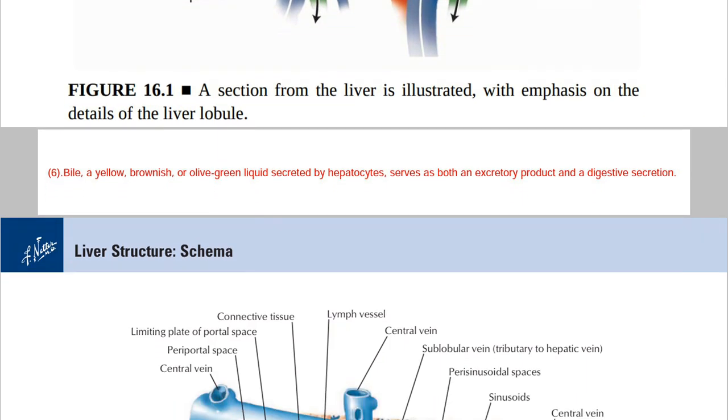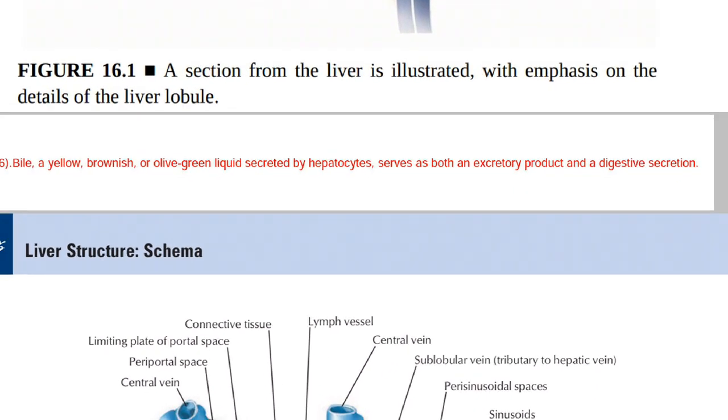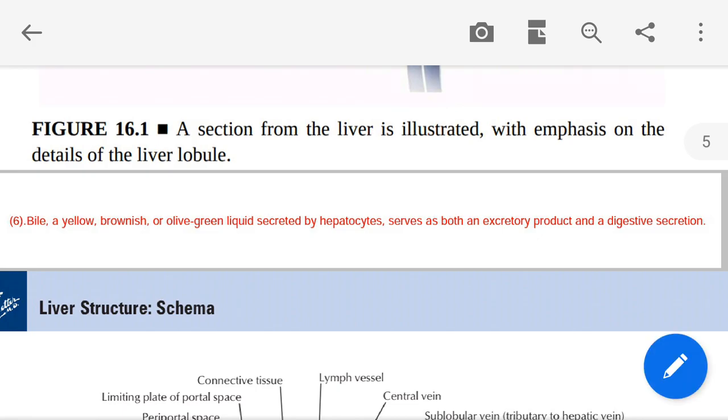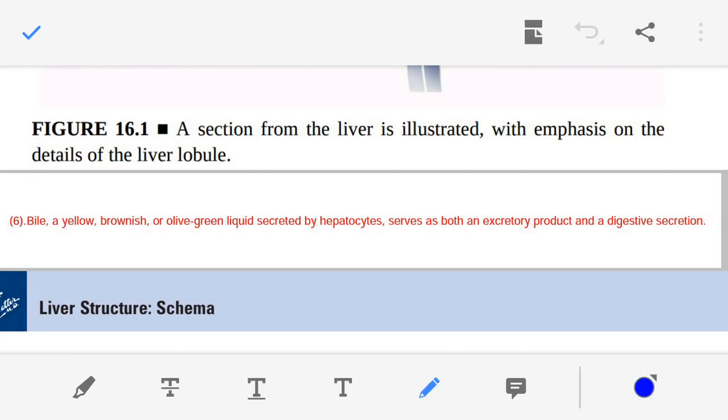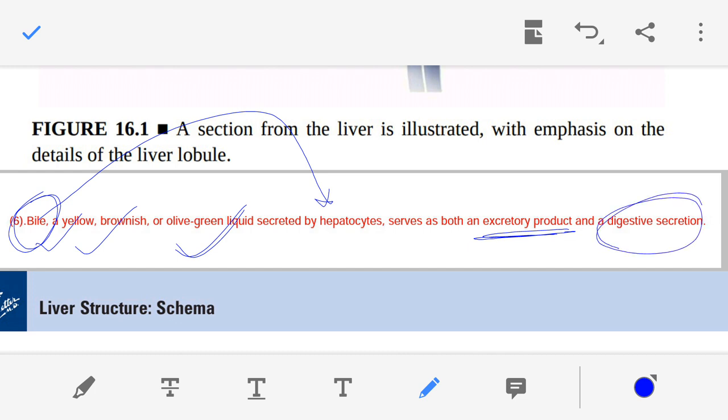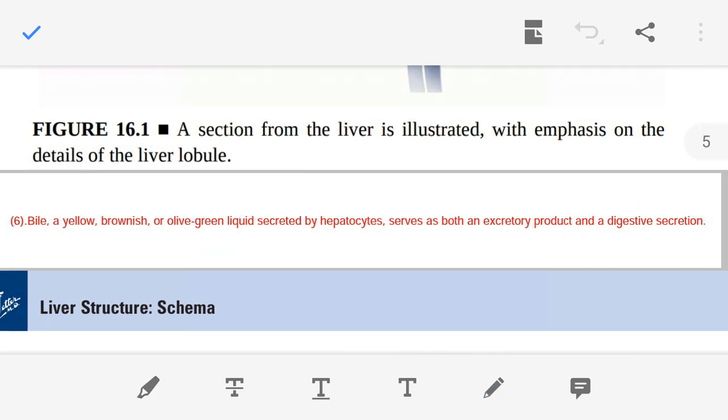Now, sixth point, what is bile? The color of bile is yellow, brownish, olive green liquid, and this bile is secreted by hepatocyte cells. Functions of bile: it serves as an excretory product as well as participates in the digestion process. Bile, point 6.